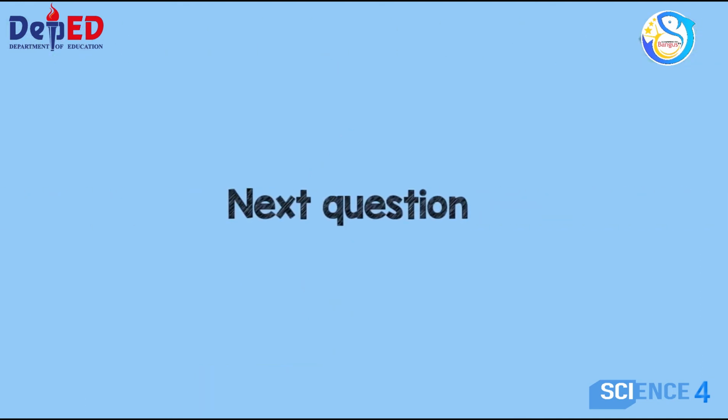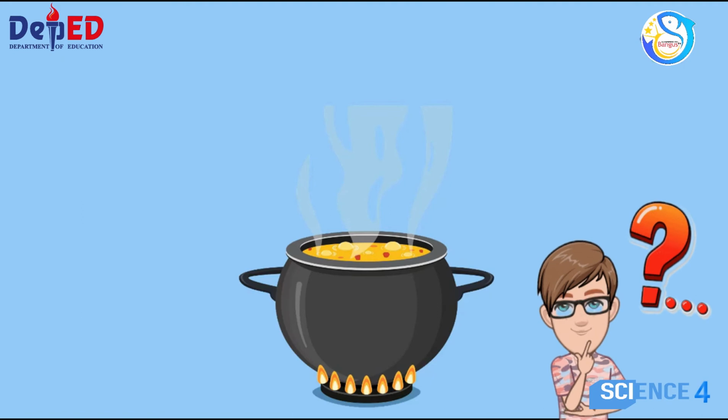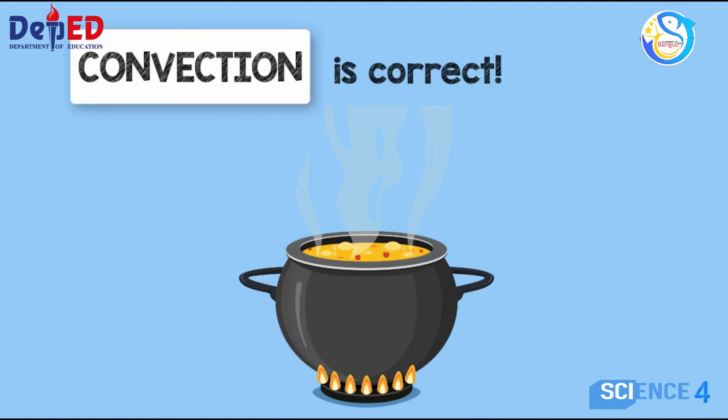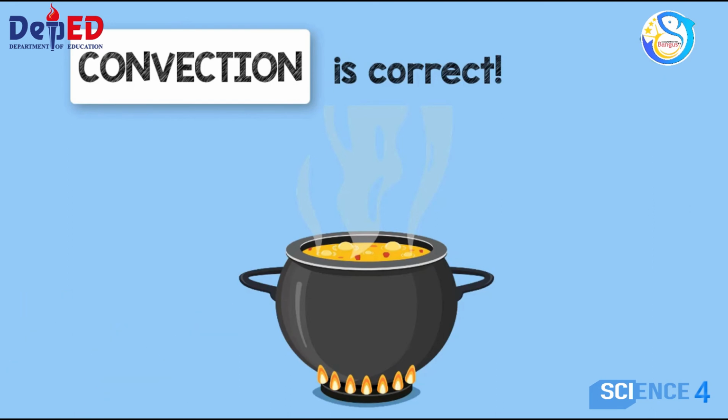Next question. What form of heat transfer is used to boil the soup? Convection. Very good. The soup boils because of the transfer of heat from the fire or pot to the soup. And this process is called convection.